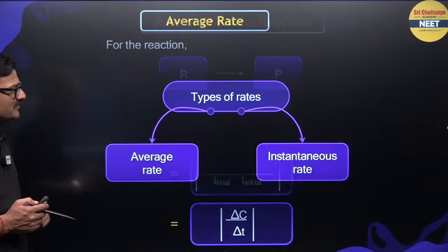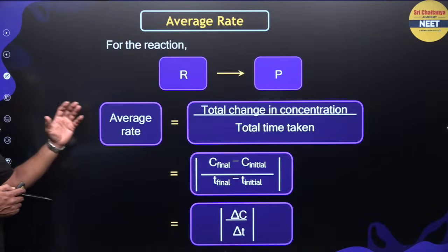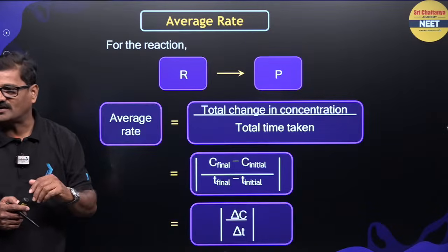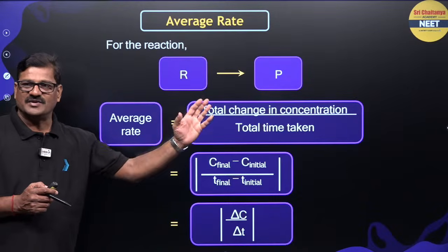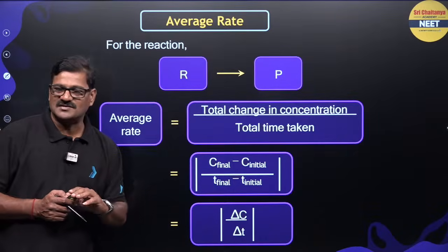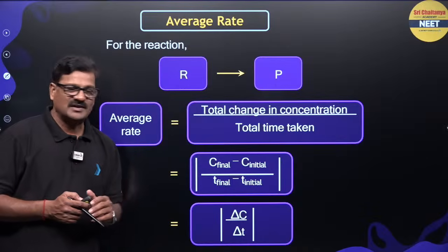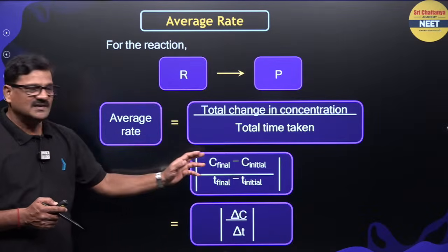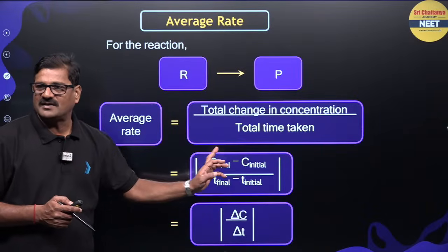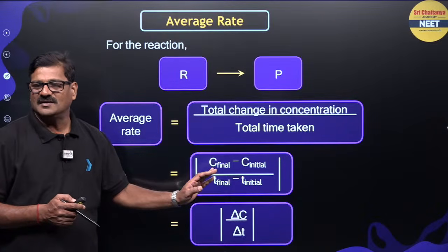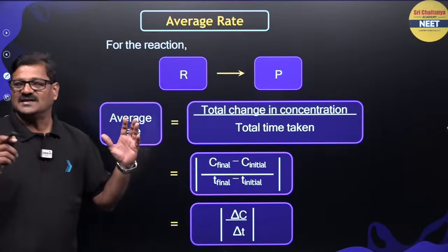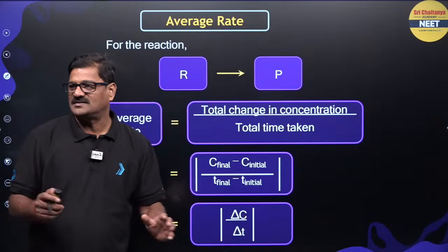So let's see here the average rate and the instantaneous rate. The reactant gives rise to P, the product. R stands for reactant, P stands for the product. For the average rate, the total change in the concentration over the time interval is taken. That is, C stands for concentration, final minus initial upon time final minus initial. We can say this is del C by del T.